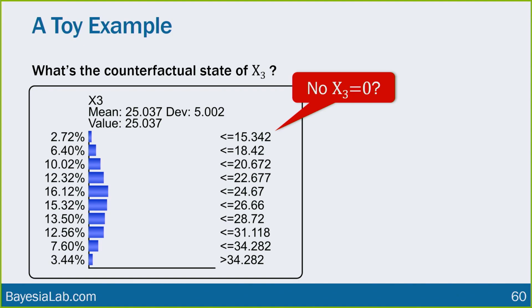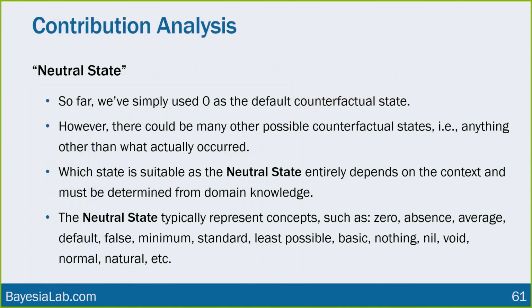because we need to now question what is the counterfactual state of x3, because x3, when we look at this distribution, never has a value of 0. The lowest observed value is around 15. So what is counterfactual here? Well, by default, most often we use 0 as the counterfactual state, but there could really be many counterfactual states, anything other than what actually occurred.